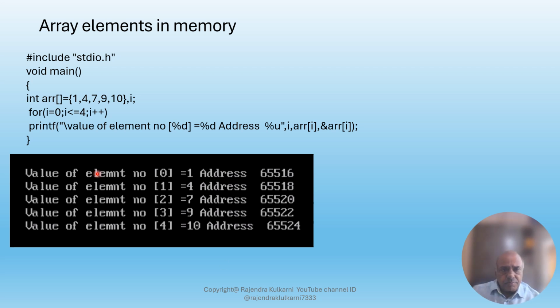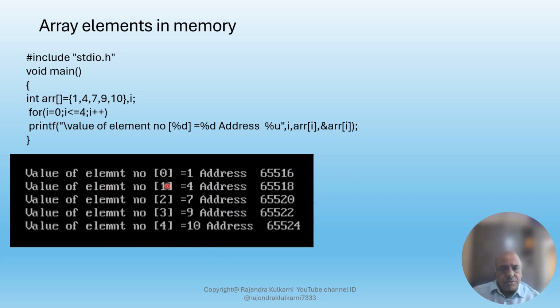So this printf statement displays the value of the elements, and this ampersand ARR subscript I gives the address of that particular element. When I is 0, it will give the address of ARR element number 0. When I is equal to 4, it will give the element number 4's address. So this is the way this program gives the output on the output screen.